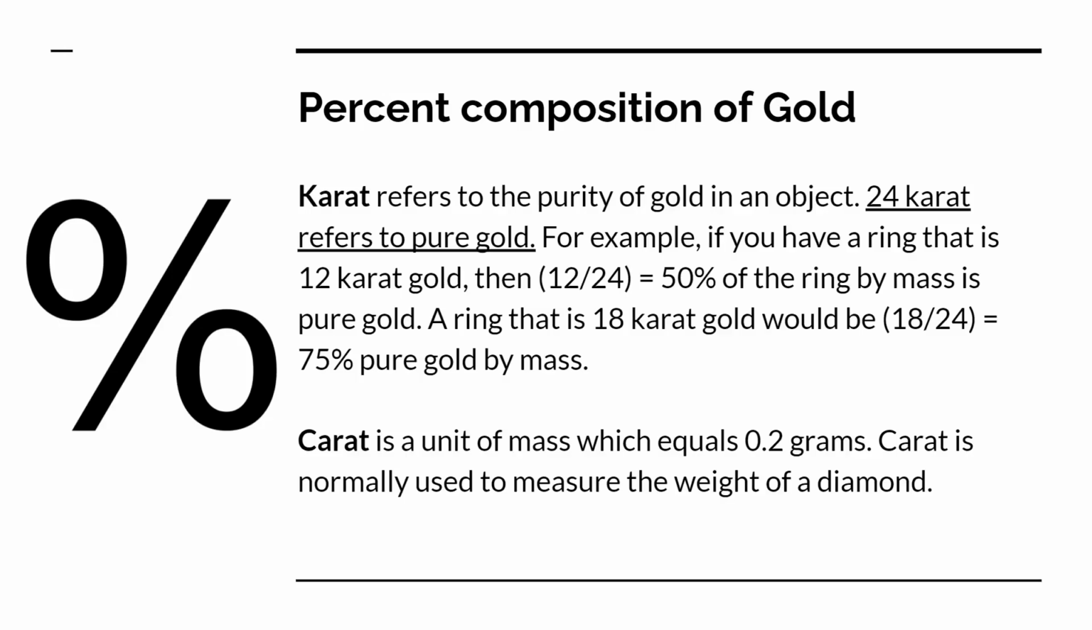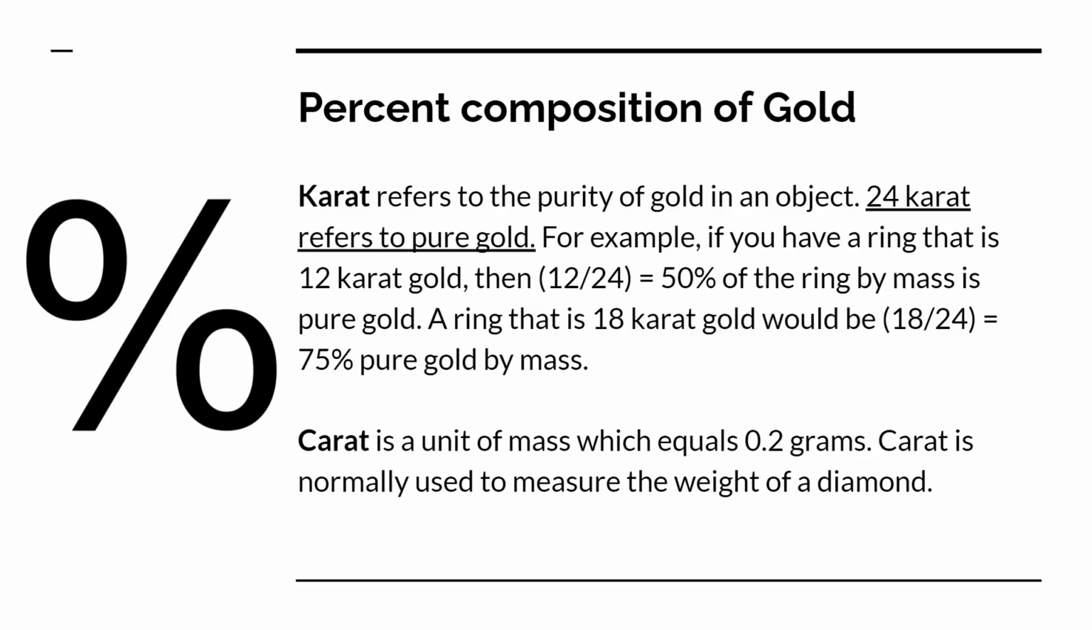Now, carat with a C, you have to watch out for, because carat with a C is not related to gold in any way. Carat with a C is a unit of mass, which equals 0.2 grams. Carat is normally used to measure the weight of a diamond. It doesn't have anything to do with gold.